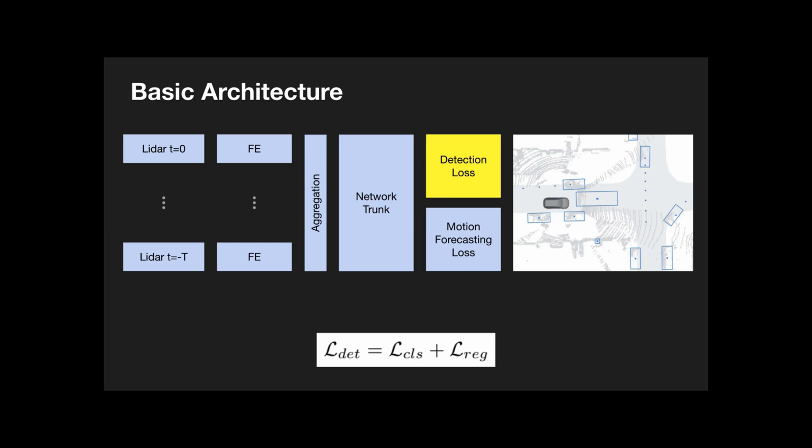Then, for all locations that contain an object, the network has to estimate a rotated rectangle that encloses the object. That is, for instance, the center, width, height, and orientation. This is done using regression loss, and typically optimized with L1 or some sort of Huber loss is good enough.